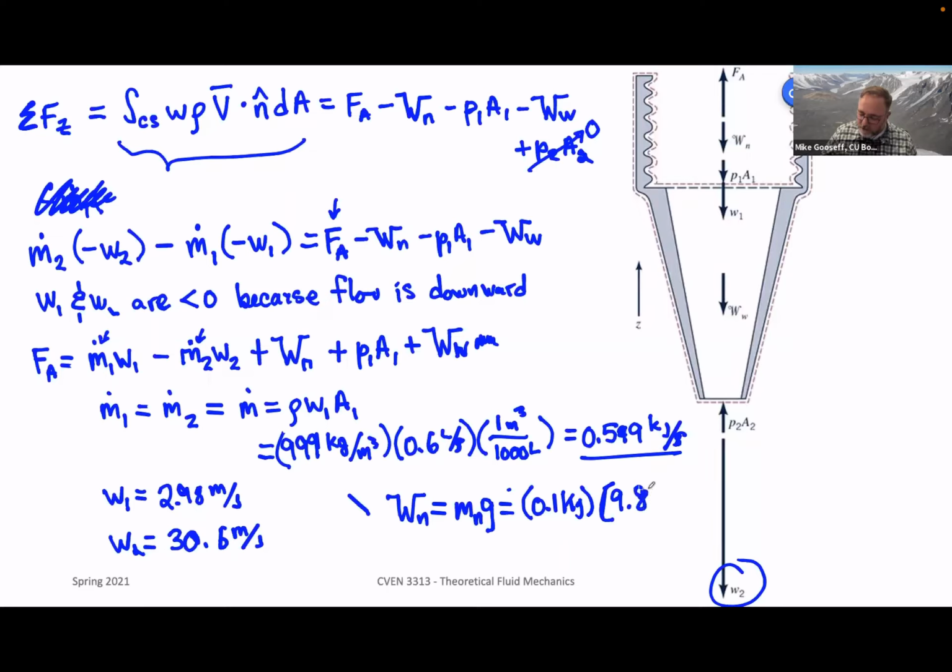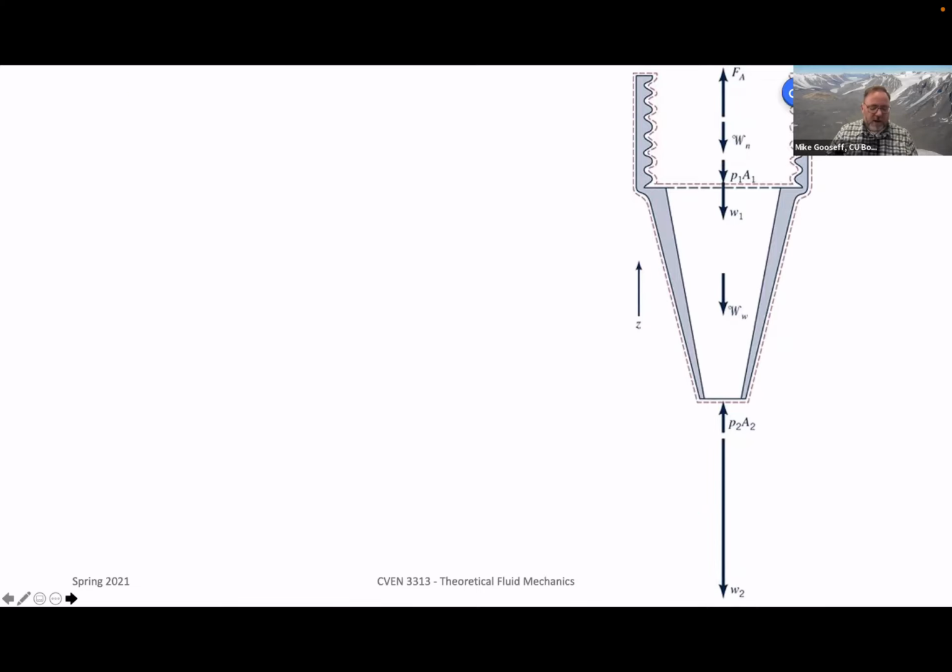Really? 9.81 meters per second squared, which comes out to be 0.981 newtons, right? So that'll get plugged in here. P1 we were given, A1 we can calculate, and the weight of the water then we can calculate as well. In the interest of time, I'm just going to write those out real quick.